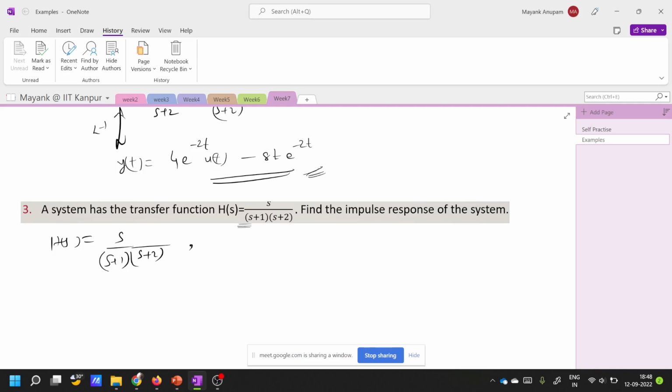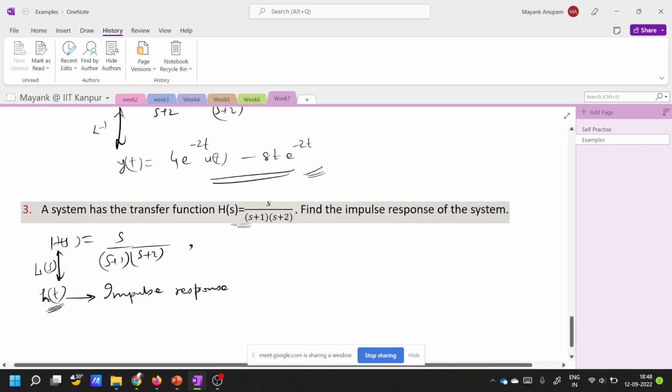You see, h of s, what is meant by transfer function? Transfer function is nothing but the Laplace transform of h of t. So what is h of t? Okay, this is the impulse response. If you denote impulse response in general with h of t, this is the general notation of impulse response. So impulse response is h of t, and its Laplace transform is H of s, which is also called the transfer function of the system.